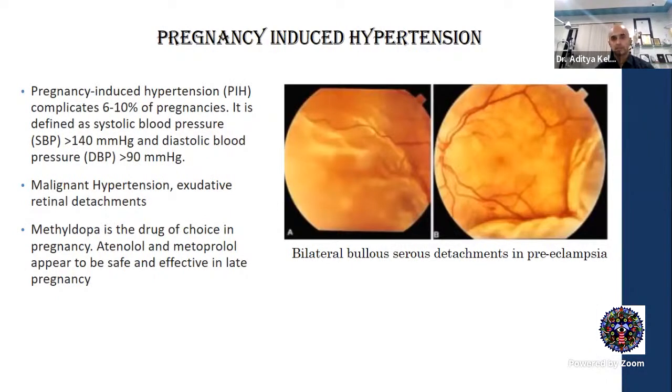Another interesting aspect is pregnancy-induced hypertension. Nearly 10% of the pregnancies are having pregnancy-induced hypertension, and malignant hypertension and exudative detachments are also seen in some patients. In these cases, obviously the physician's drug of choice is methyldopa, and you may come across a patient who has exudative detachment and is also pregnant. You must always check the blood pressure before doing anything else.